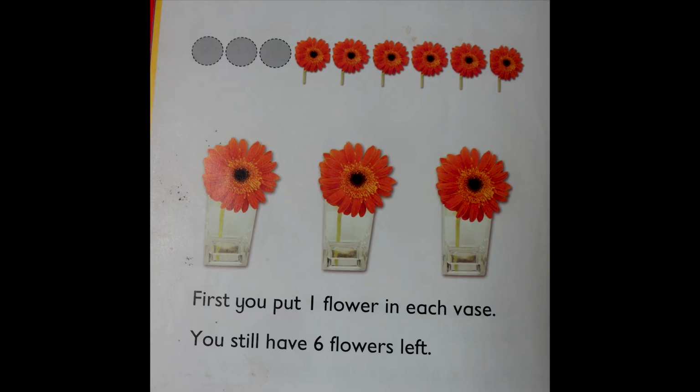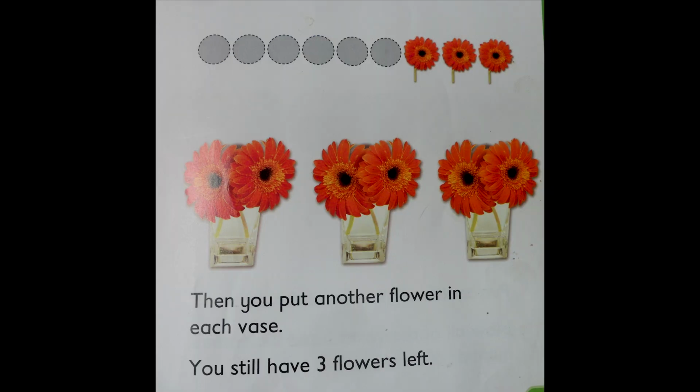First, you put 1 flower in each vase. You still have 6 flowers left. Then you put another flower in each vase. You still have 3 flowers left.